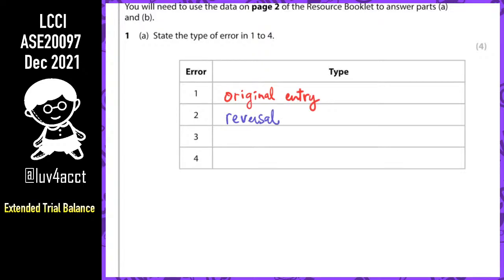Sometimes you can also just reverse part of the entry. So to be safe, sometimes you can also specify that it is a reversal in full, or you can also call it a complete reversal. Because it can be reversal in part or partial reversal, where only one side of the entry is reversed.